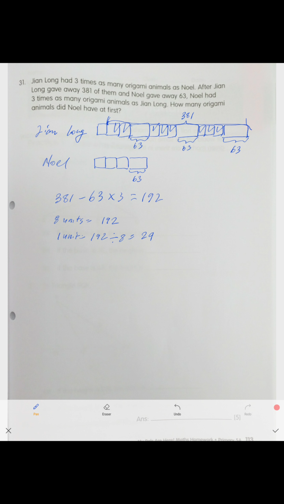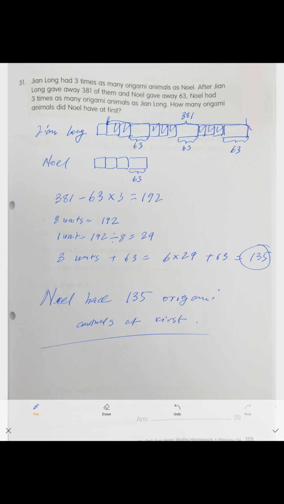Now they're asking us how many origami animals did Noel have at first. Noel had at first this amount. How many? 3 units plus 63. So it is 6 times 24 plus 63, 135. That's your answer. Noel had 135 origami animals at first. That's insane. This guy has no life. All right, next one.